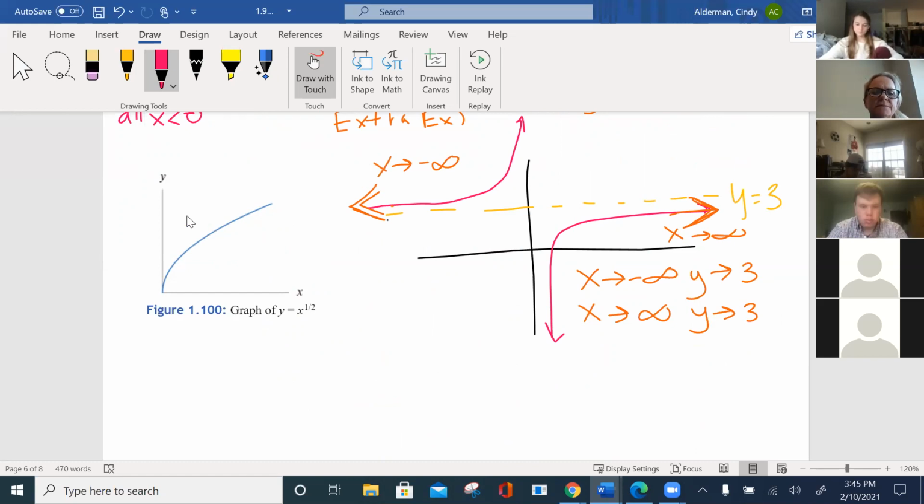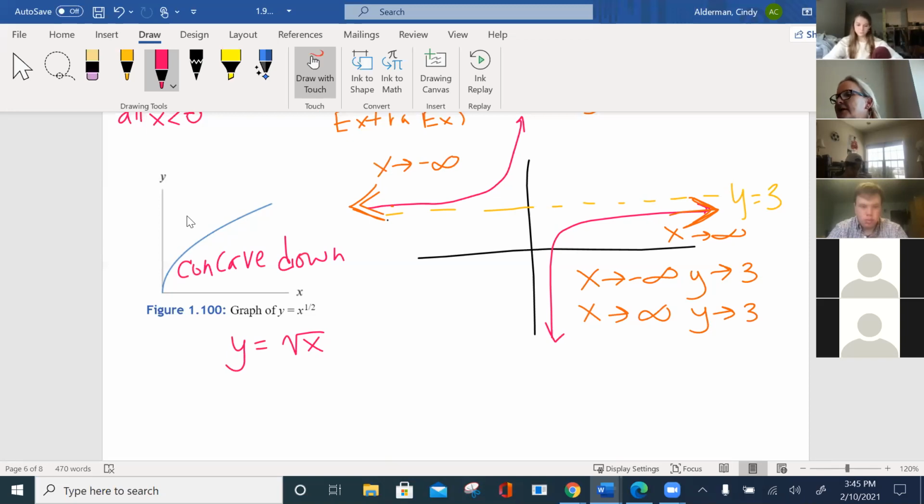What do you guys think for, this is the graph of y equals the square root of x, or x to the 1/2. So is this concave up or concave down? Concave down. Thank you. And it is concave down over the entire graph, right? So it's concave down. It also doesn't have any negative x values.